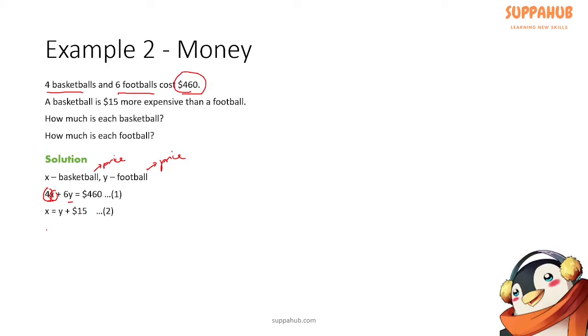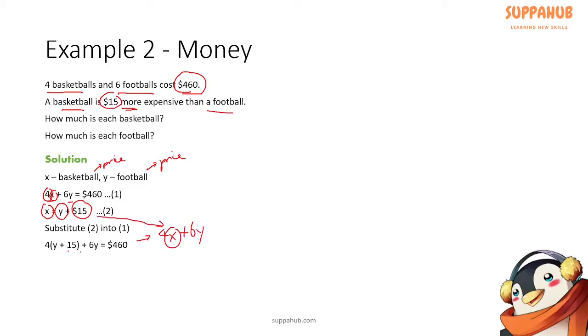Then the other one is that the price of a basketball is $15 more expensive than a football. So for the football, you need to add $15 to equal the price of a basketball, isn't it? Because the price of a basketball is more expensive. Okay, so substitute 2 into 1, because down here is actually 4x plus 6y, right? So x is just a matter of this equation here. So we have 4(y plus 15) plus 6y equals 460.